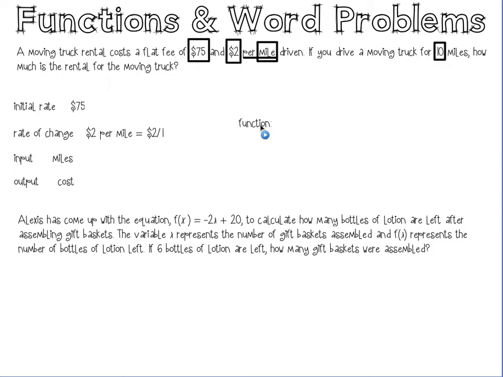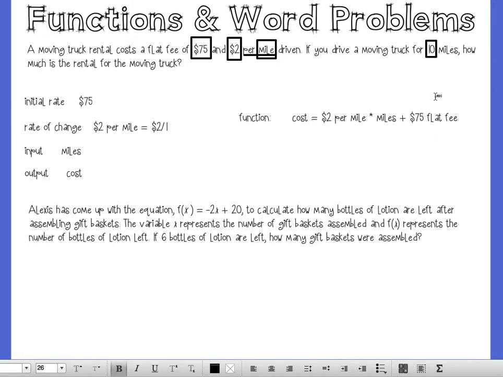Now, you're looking at this going, well, I know I do 75 plus 2 times m. Okay, so we know the cost will be equal to the $2 per mile times the number of miles we drive plus the $75 flat fee. So in this case, you have your initial fee, which is your b, your y-intercept, your $2 per mile, which is your rate of change or your slope, and then your miles, which is your input. It's the number that will change and that determines how much it's going to cost.